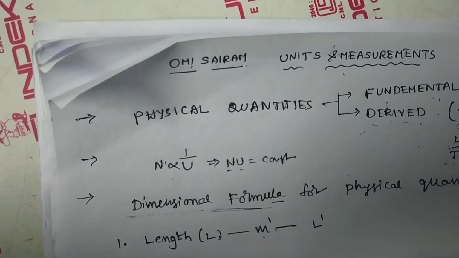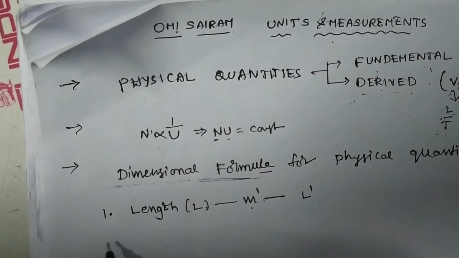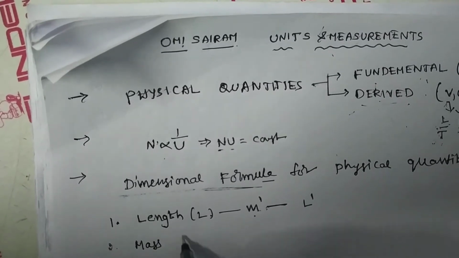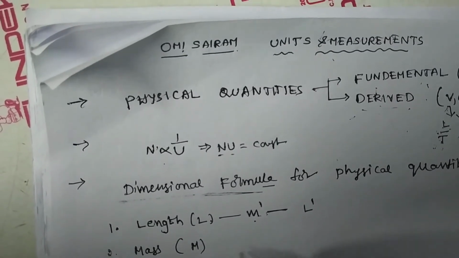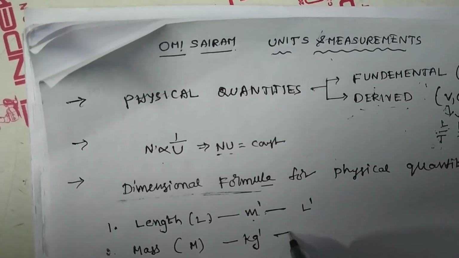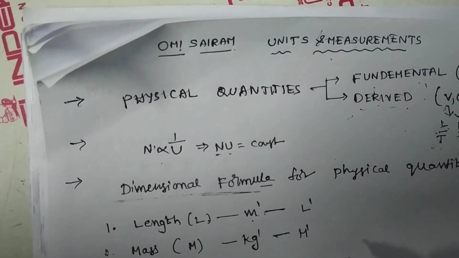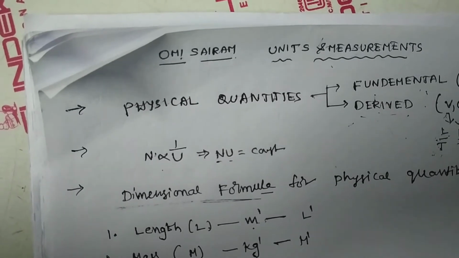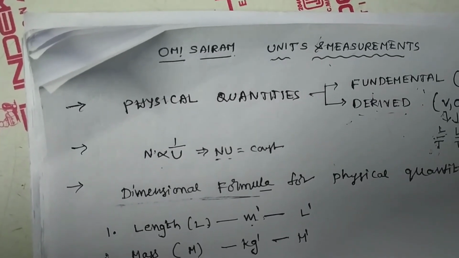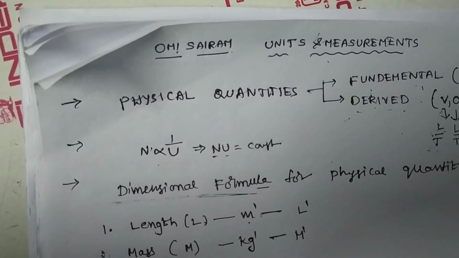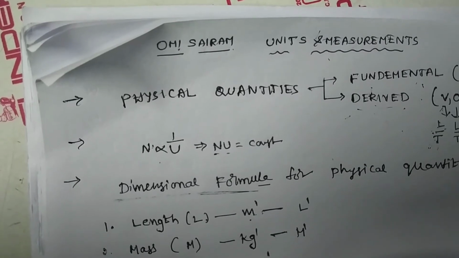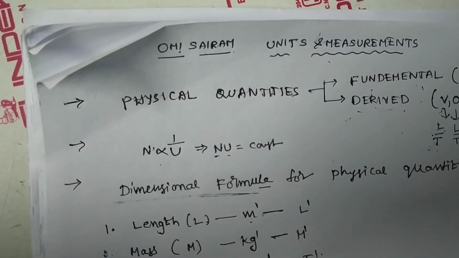So L power 1. Next, second one, mass is represented as M. Kg or gram, power 1. That's why it is represented as M power 1. Third one, time, is represented as T. The unit is second or hour, second power 1, so T power 1.